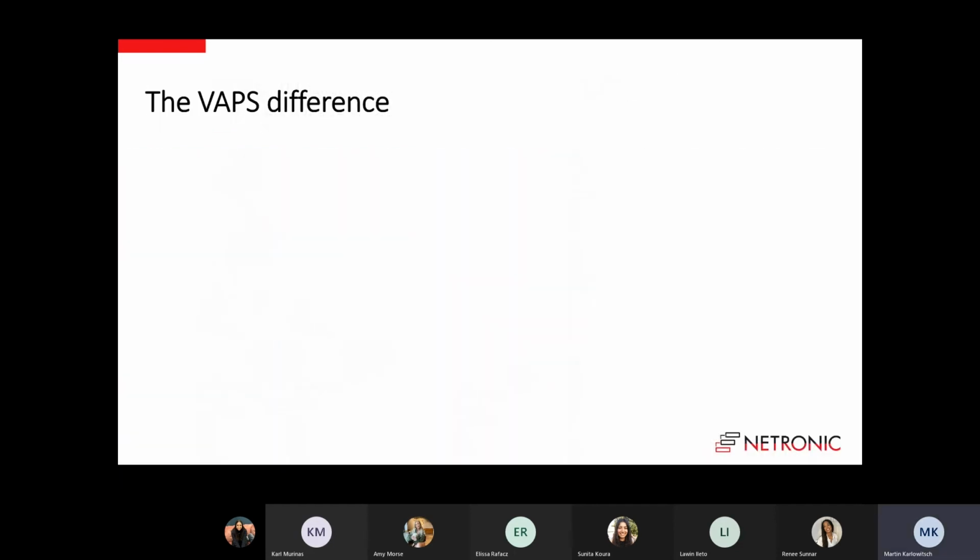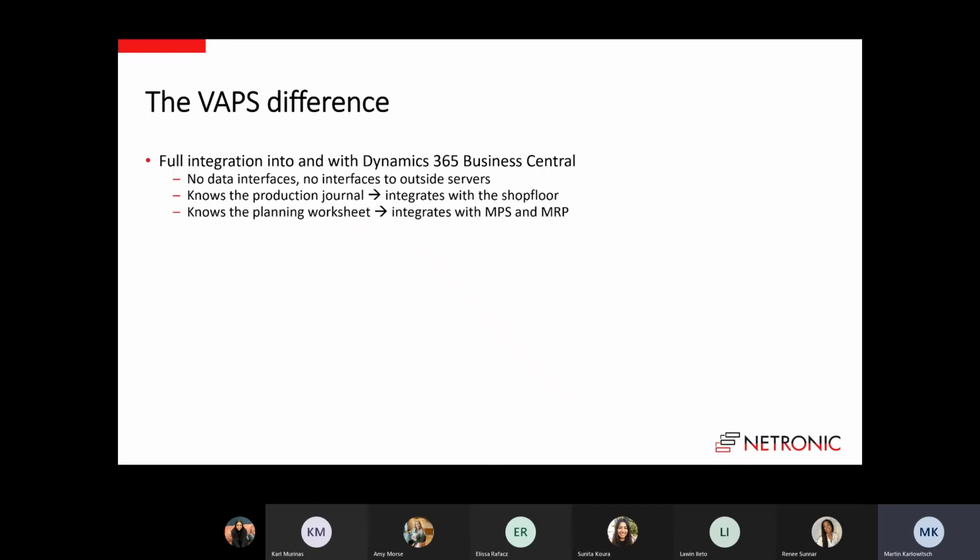And the VAPS is an extension to Business Central. So as the word says, it extends Business Central, which is a superb system, by some functionalities that do not come out of the box within Business Central. So first of all, it fully integrates into and with Business Central. So there are no data phases and no interfaces to outside servers. All the data stays within Business Central, and we don't take the data out of Business Central.